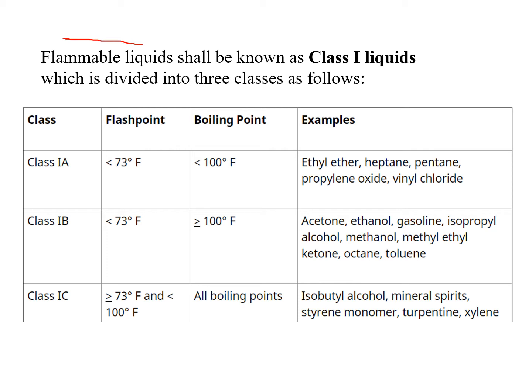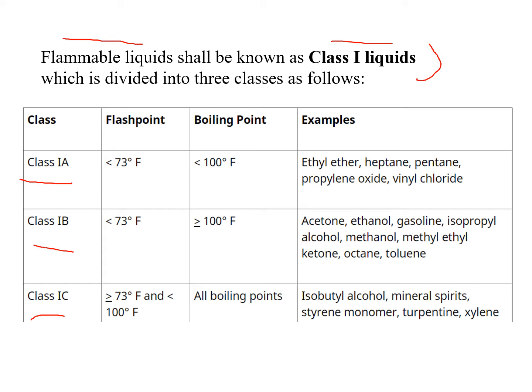This slide shows the classes of flammable liquids. It has a single Class 1, and its subcategories are Class 1A, Class 1B, and Class 1C. Although this is one major class, it is divided depending on flash point temperature as well as boiling point temperature.